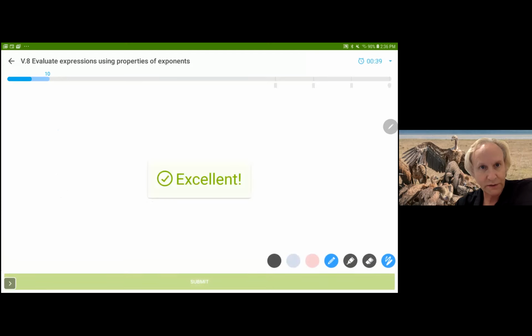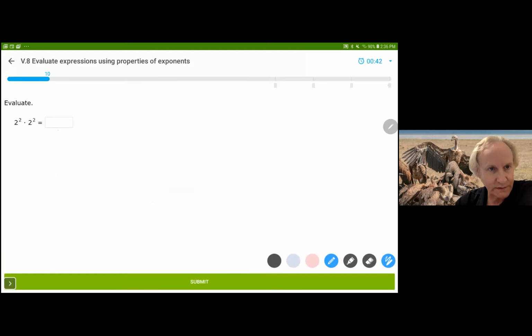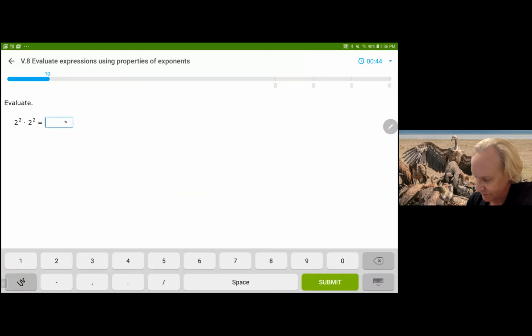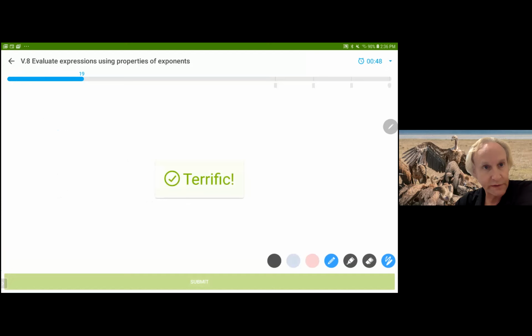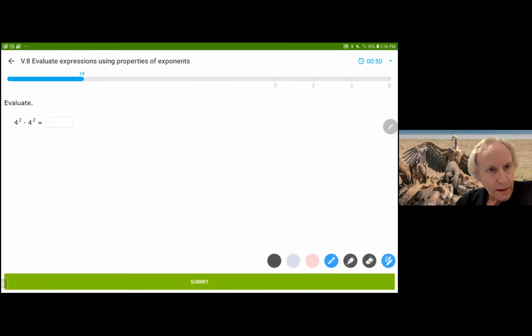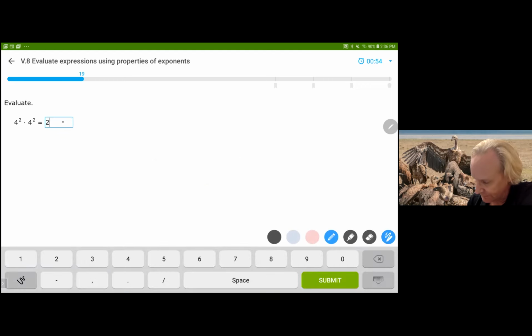Of course, what you don't want to do is just push buttons on your calculator. You want to do these. 4 times 4 is 16, or 2 to the 4th, however you want to think of it. And 4 squared is 16 times 16 is 256.